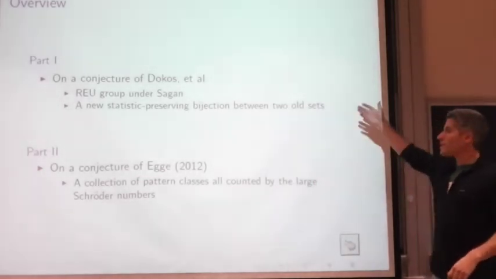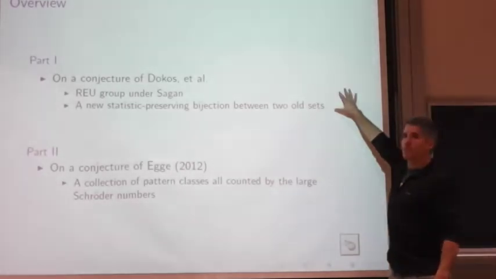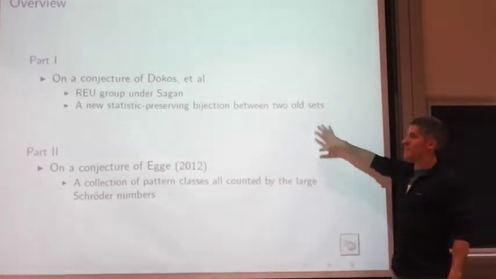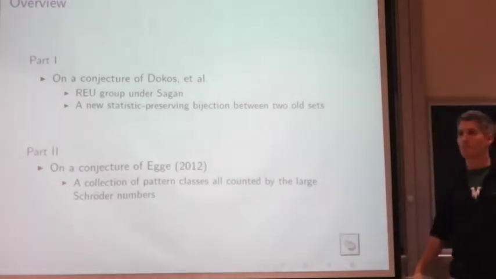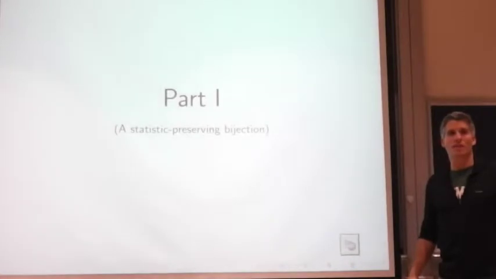And the reason that I'm putting these both together in the same talk is that the techniques used here are going to be very similar to the techniques used here, okay? Albeit the statements of the problems seem very different. Okay. So part one. The statistic preserving bijection.